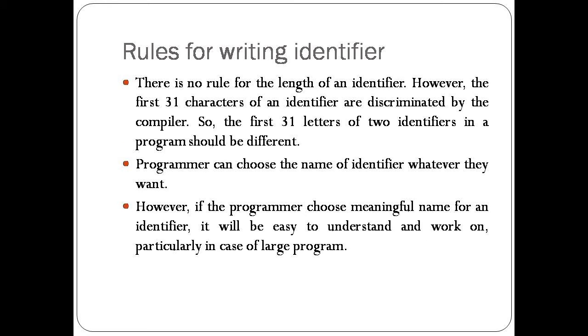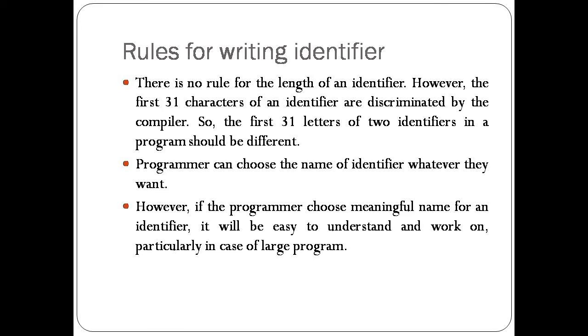There is no rule for the length of an identifier. However, only the first 31 characters of an identifier are distinguished by the compiler. So, the first 31 letters of two identifiers in a program should be different.